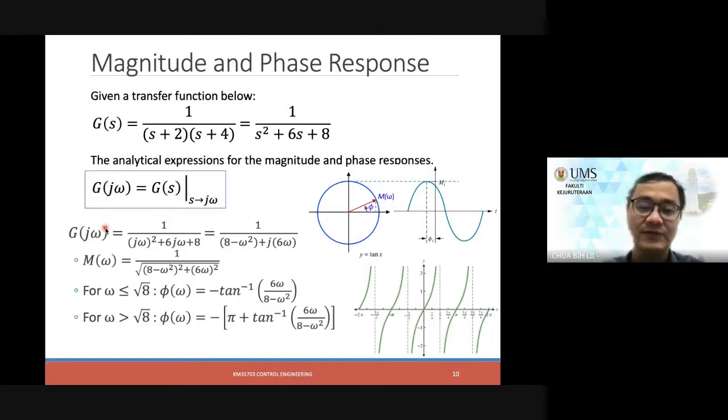Therefore the magnitude has two components. The magnitude would be the square root of the sum of the squares of the two components: (8 minus omega squared) squared plus (6 omega) squared. We can now notice that when omega is less than square root of 8, the angle would be in this form. When it is more than square root of 8, you will see there is a positive and negative form, so the angle would be in this form. If we plot it out, it will be in tangent form, so this is how it may look like.